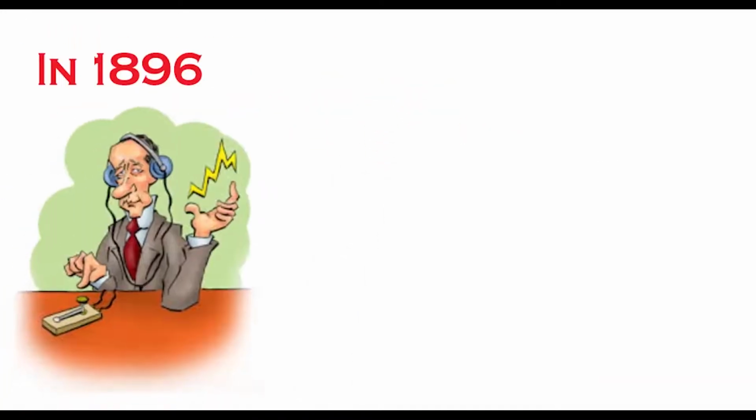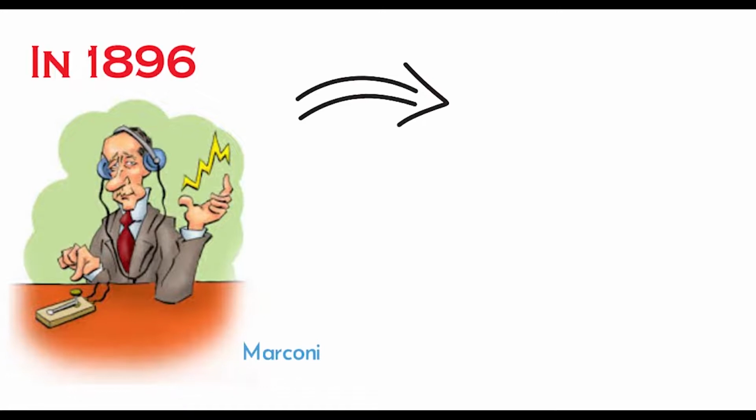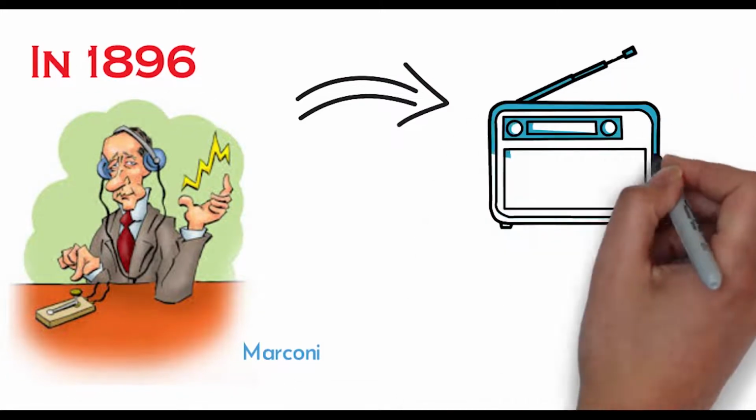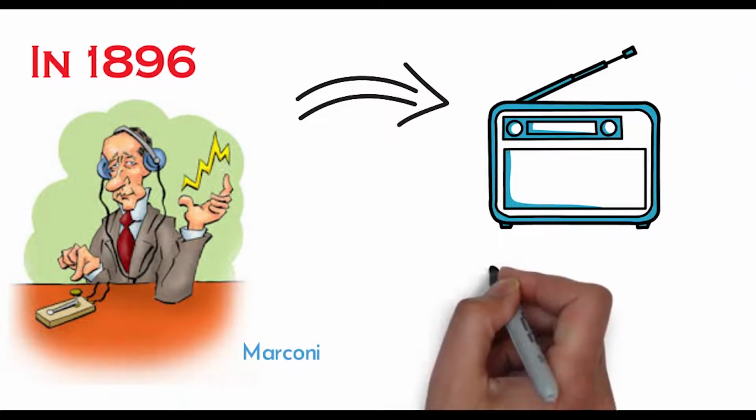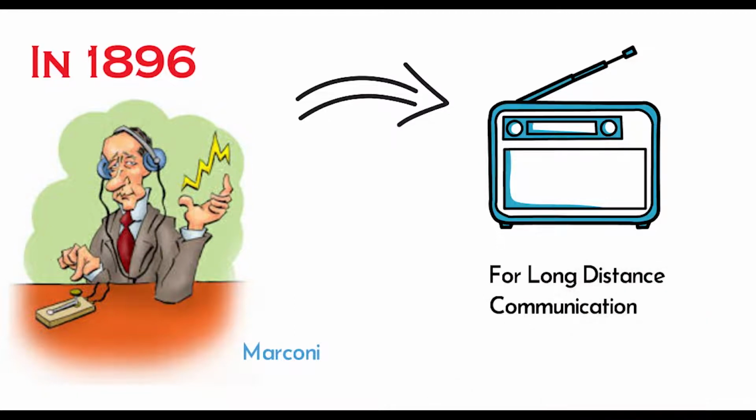Now we are in the Middle Age. In 1897, Marconi first used radio communication. Then he developed this for long distance communication. By this we can send signals wirelessly from one place to another.